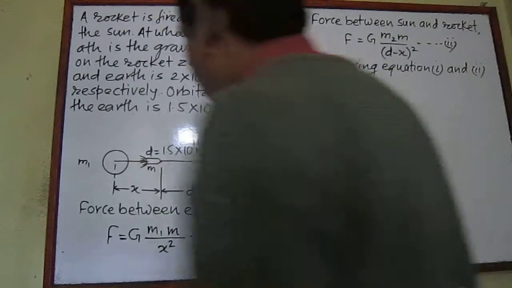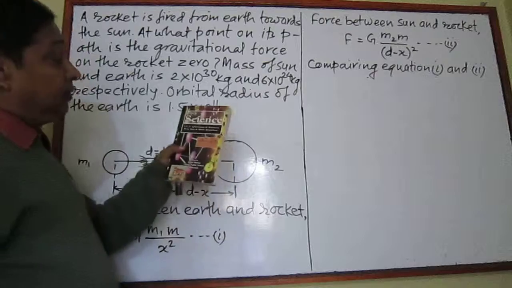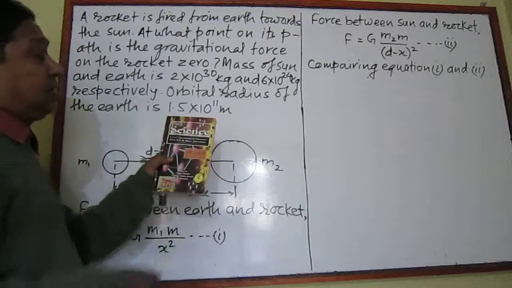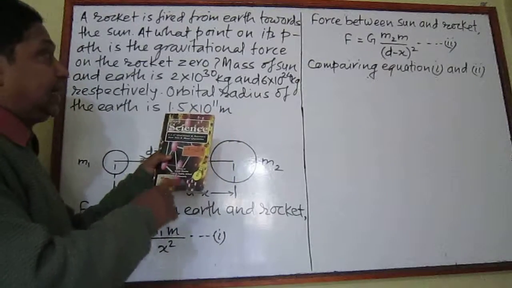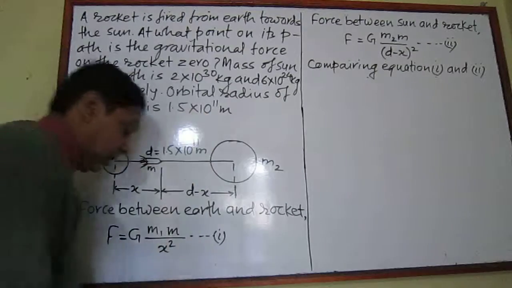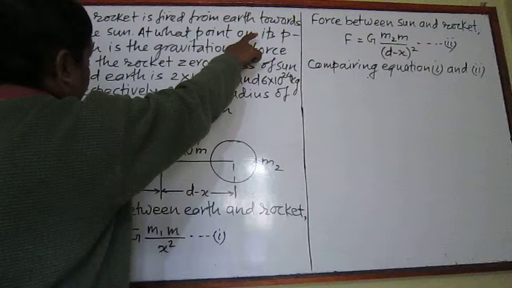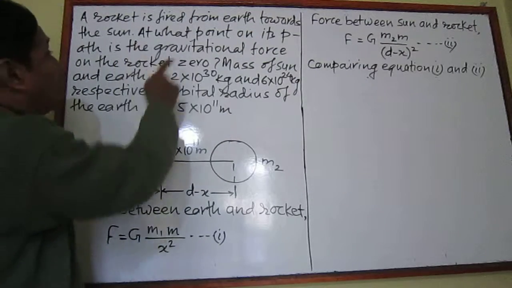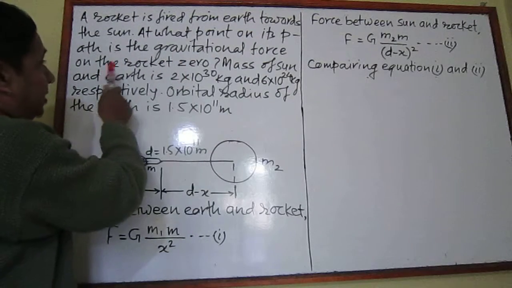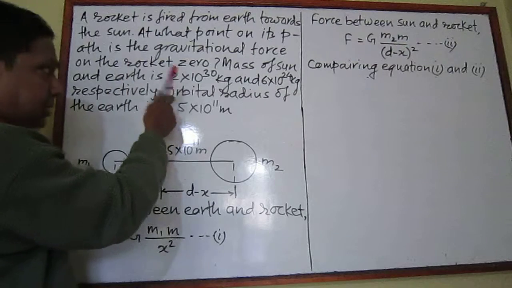Look at this. I have taken a numerical problem from this book, Enjoy Science, published by JK Education Center, and I want to solve it. A rocket is fired from the Earth towards the Sun. At what point on its path is the gravitational force on the rocket zero?